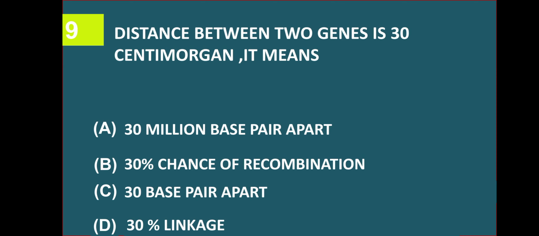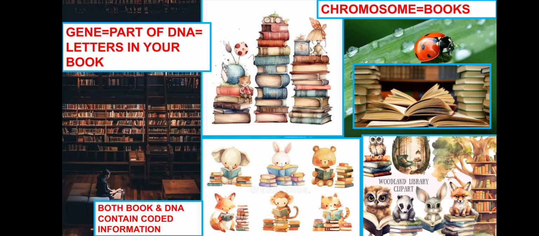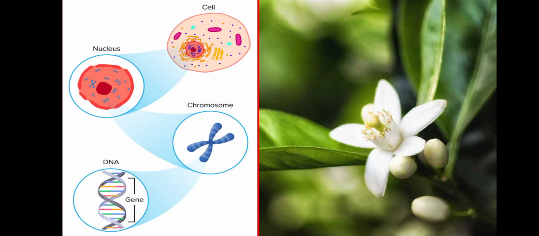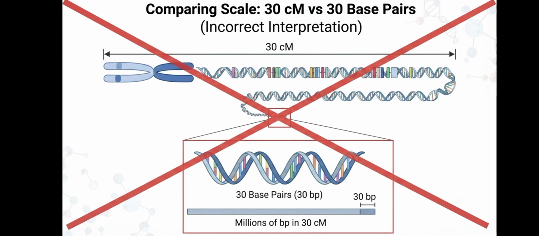Say some people have white hair, some people have brown hair, some people have golden hair, isn't it? Some people have black eyes, some people have brown eyes. So this information is encoded in your DNA, and the small part of the DNA in which the information is encoded is known as gene. So that is the question. Distance between two genes is 30 centimorgan. It means 30 million base pair apart, or 30% chance of recombination, or 30 base pair apart, or 30% linkage.